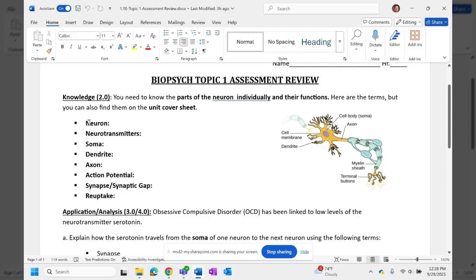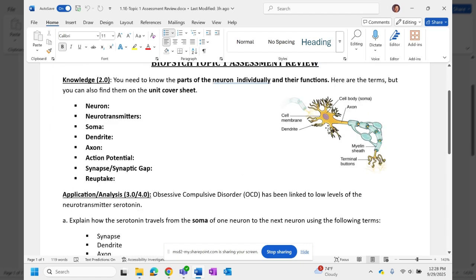These are the terms. You need to know what a neuron is, neurotransmitters, and then the parts of the neuron. The neuron is the entire cell. Many cells together create nerves. And then the soma, dendrite, axon, action potential, synapse/synaptic gap. We kind of use them interchangeably, though they're technically different parts. And then reuptake, which happens after neurotransmission. Got that for your reference if you want to represent the cell body.